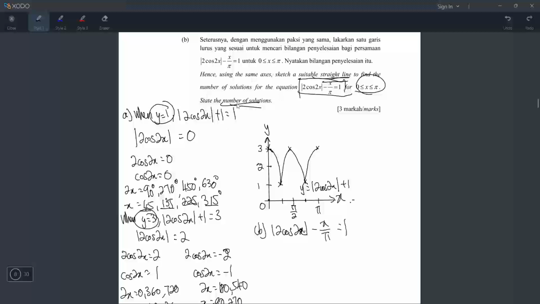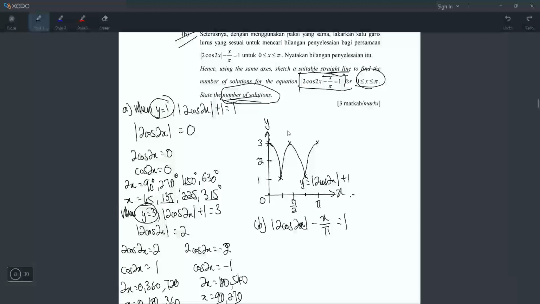Okay, I mentioned so many times already in class. If they want this part, what they want you to do is draw a straight line here and find how many intersection points. Number of solutions means number of intersection points. But before you draw the line, you need the equation of the line first. And how to get the equation of the line? The equation of a line should look like this: y equals mx plus c.